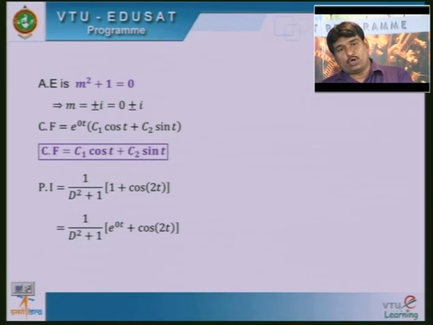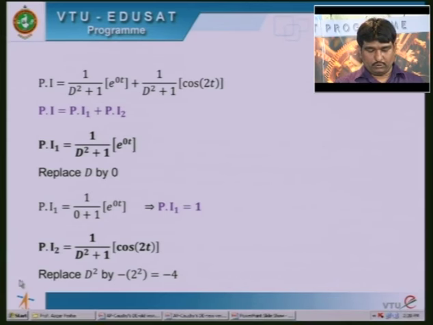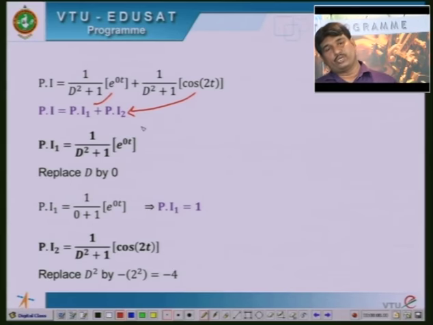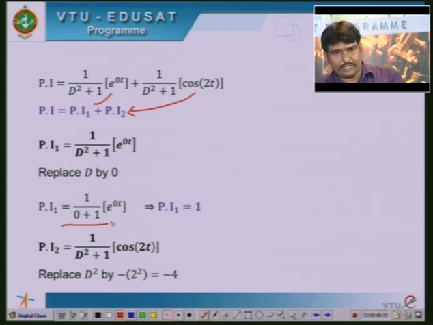I will write 1 as e to the power of 0t, and cos 2t as it is. I will operate 1 by (D square plus 1) on both 1 and cos 2t. So, 1 by (D square plus 1) e to the power of 0t plus 1 by (D square plus 1) cos 2t. I will call this PI1 and this part PI2. I will consider PI1, which is 1 by (D square plus 1) into e to the power of 0t. According to rule 1, you have to replace D by 0, provided the denominator is not equal to 0. So, I have replaced it by 0, 0 plus 1 into e to the power of 0t. So, the answer is 1, PI1 is 1.